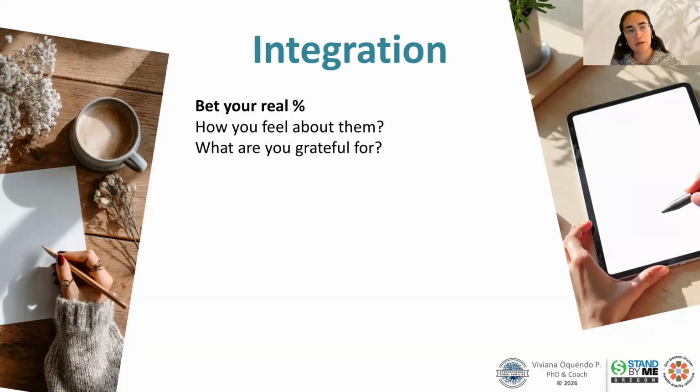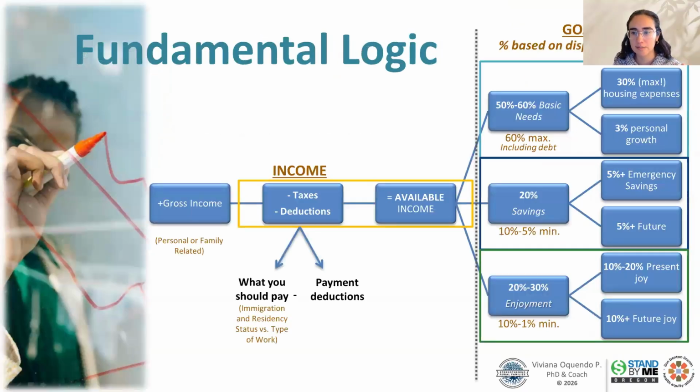So the exercise that I want you to do before we dive into the whole depth of this is bet your percentages. So with what you have in your mind about your money, how much you think that you are spending in these things, in basic needs, in savings, and in enjoyment. Can you try to do that? You can put it in the chat if you want to share it with me.